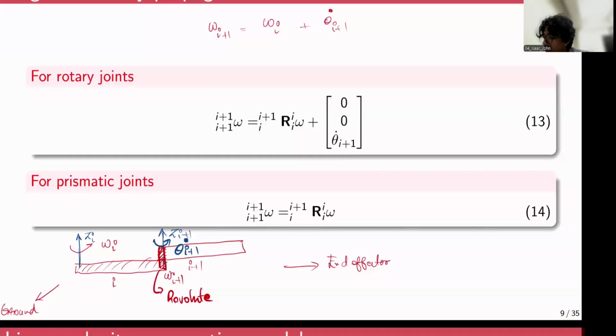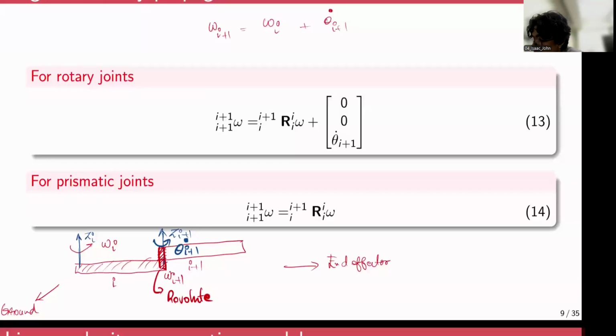Right? So the terms contributing to omega I plus 1 would be the previous omega I plus the angular velocity of the current frame. But we haven't defined with respect to what reference frame. We have only added the vectors, but everything will have to be referred with respect to a single frame of reference, right?